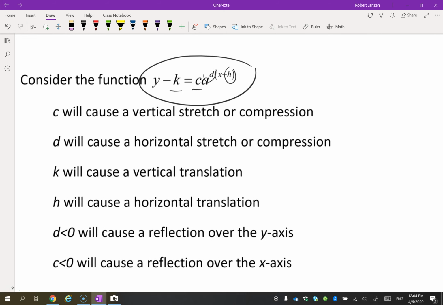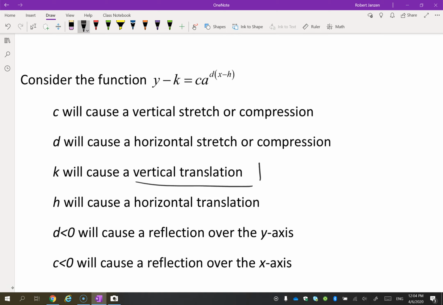What does the k value do? Sometimes this negative k could be a positive k over there. Alright, what does that do? That affects the vertical translation, in other words, moves it up or down. Okay, what does the c do? Well, that's going to be your vertical stretch or compression. Okay, now the d and the h, they're attached to the x, so they affect the x. The d will be a horizontal stretch or compression, and the h will be a horizontal translation.